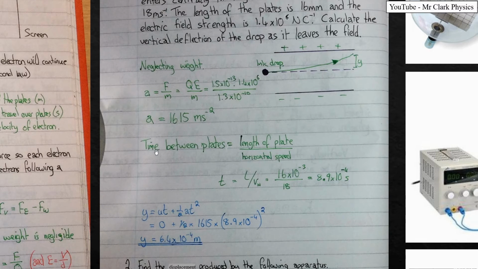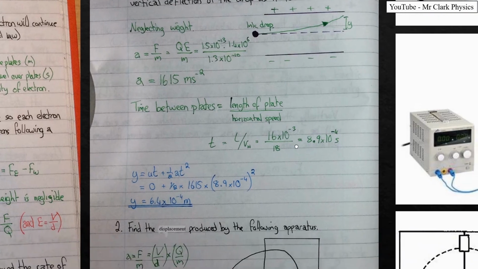We can work out the time between the plates with distance over speed, and putting those numbers in, we get, roughly speaking, 1 millisecond. Quite reasonable, because you would expect to produce lots and lots of droplets every second, and that kind of makes sense. Putting both numbers in, we end up with a value of 6.4 times 10 to the minus 4, or kind of half a millimeter. Quite a reasonable deflection for this type of context, I would say.